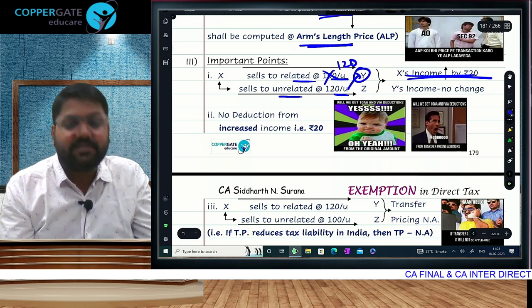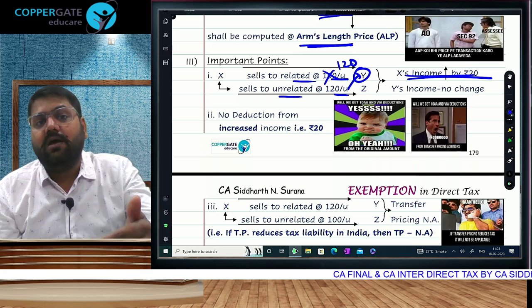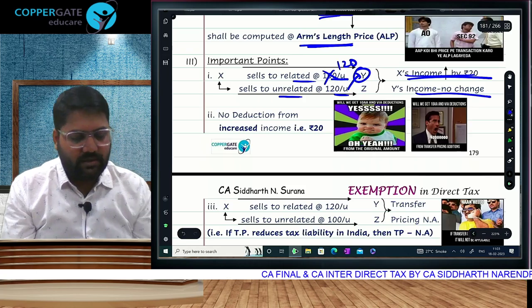But Y's purchase deduction will not change. Due to transfer pricing, when the income of one enterprise increases, the deduction of the other enterprise will not change, it will remain unchanged. That's the first point.